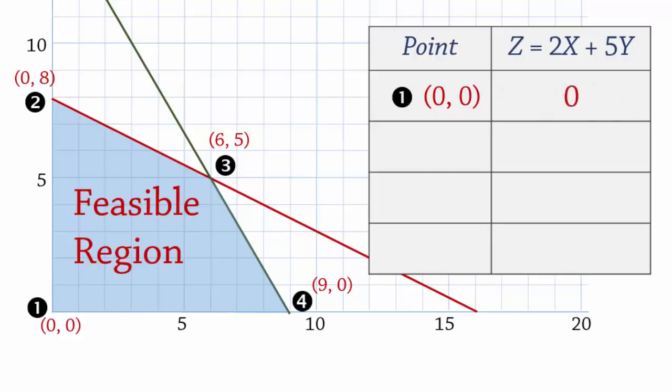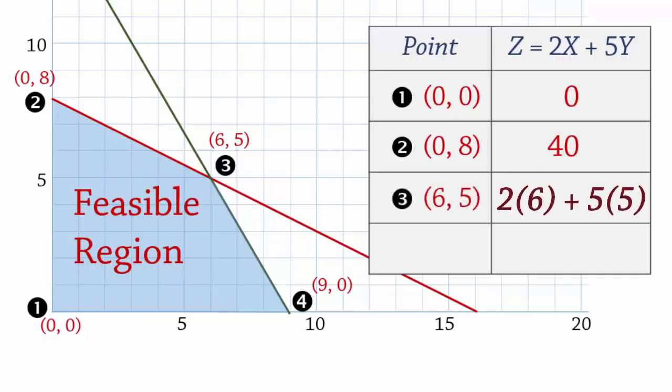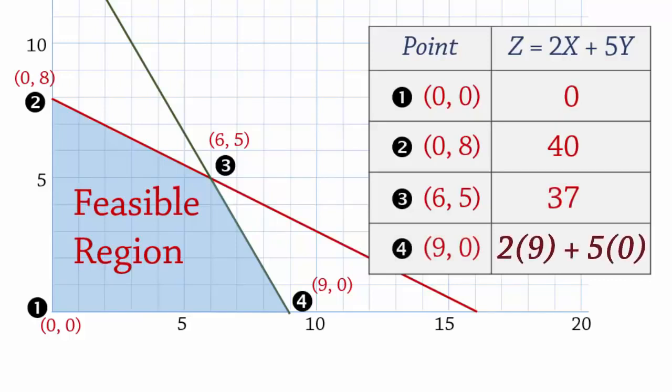And at point 2, we have 0, 8. So the objective function value is 2 times 0 plus 5 times 8, which equals 40. The coordinates at point 3 are 6 and 5. So z equals 2 times 6 plus 5 times 5, which equals 37. And finally, at point 4 with 9, 0, z equals 2 times 9 plus 5 times 0, which gives 18.